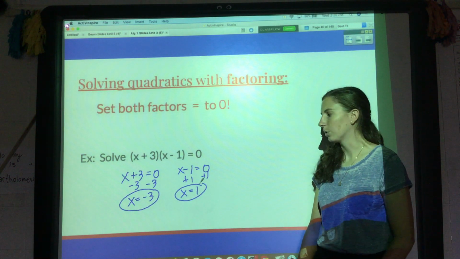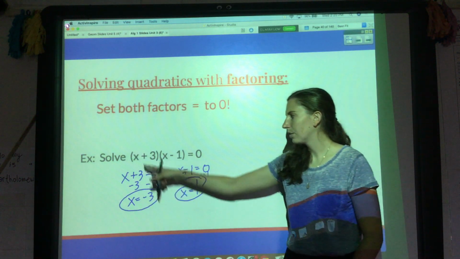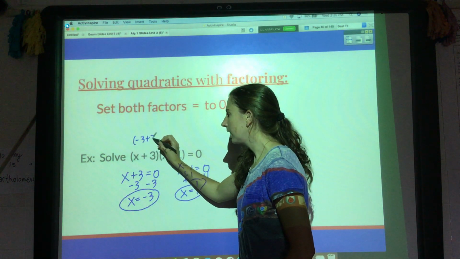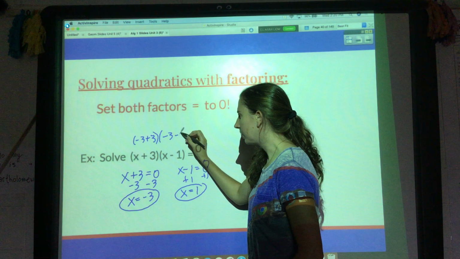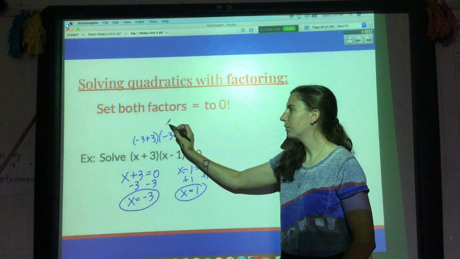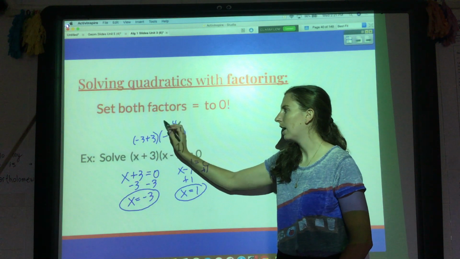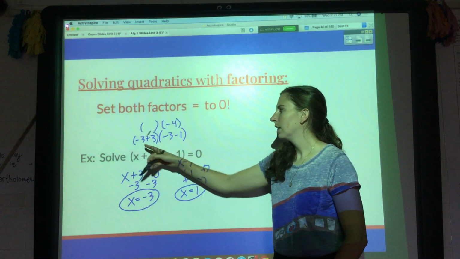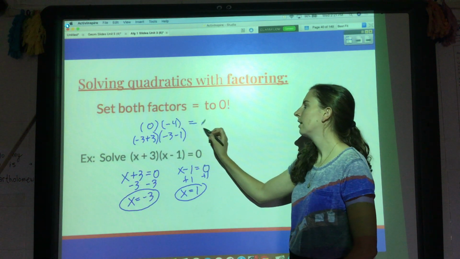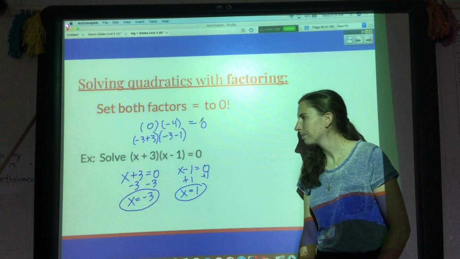and you can check and make sure it worked. If I put in -3 for both x's, does -3 plus 3 and -3 minus 1 give me 0? Well, this is -4, but -4 times 0, 0 times -4 is 0. So yeah, it worked.